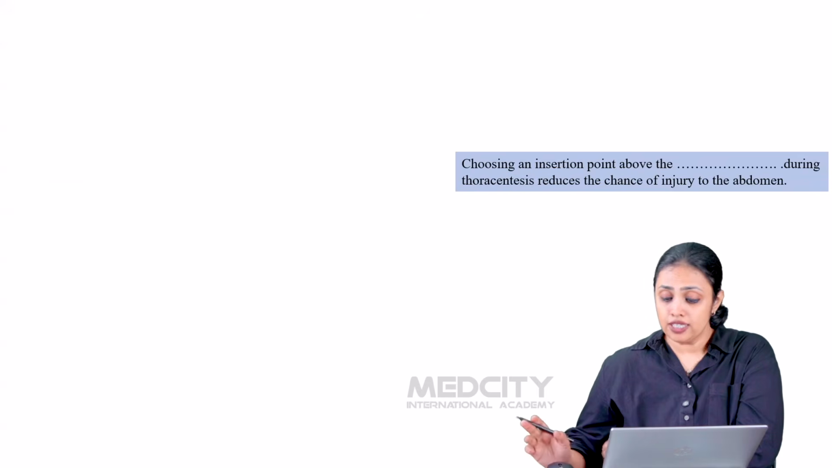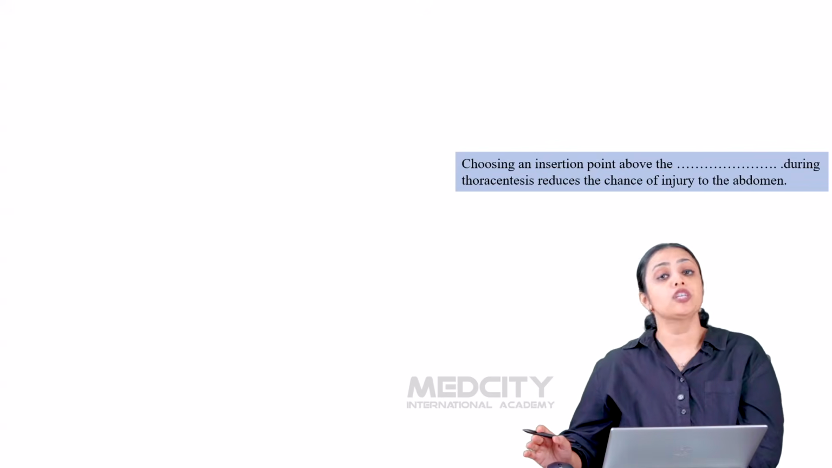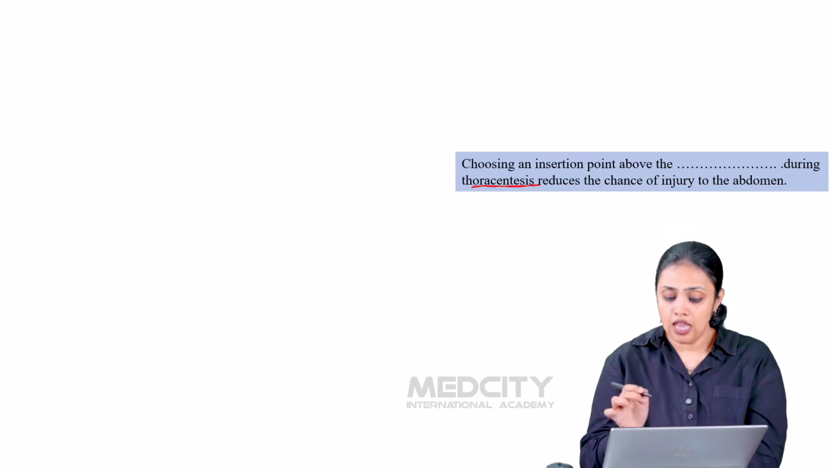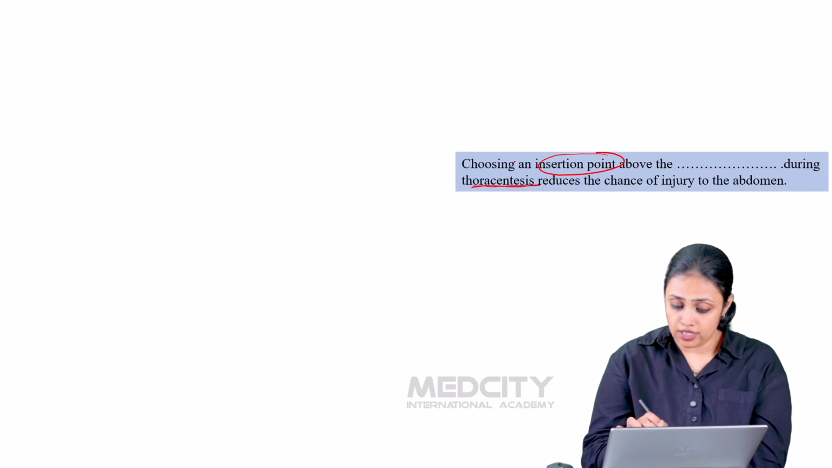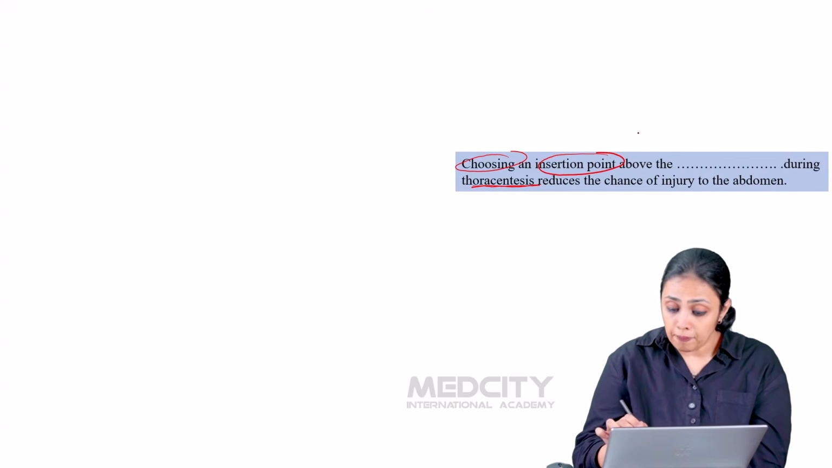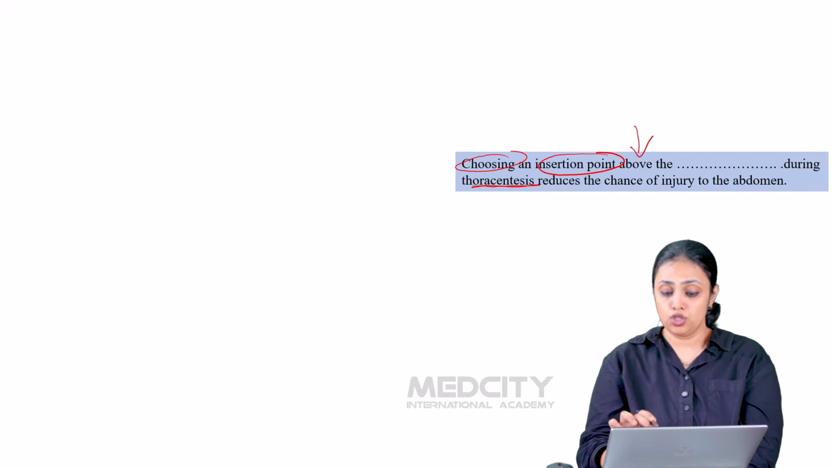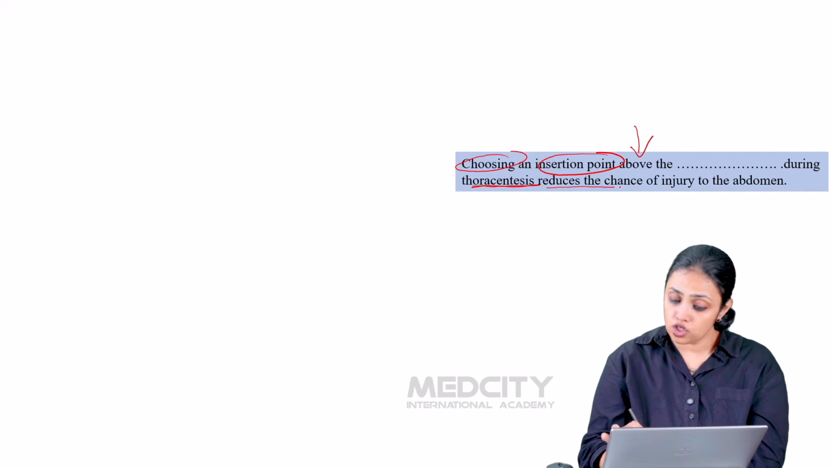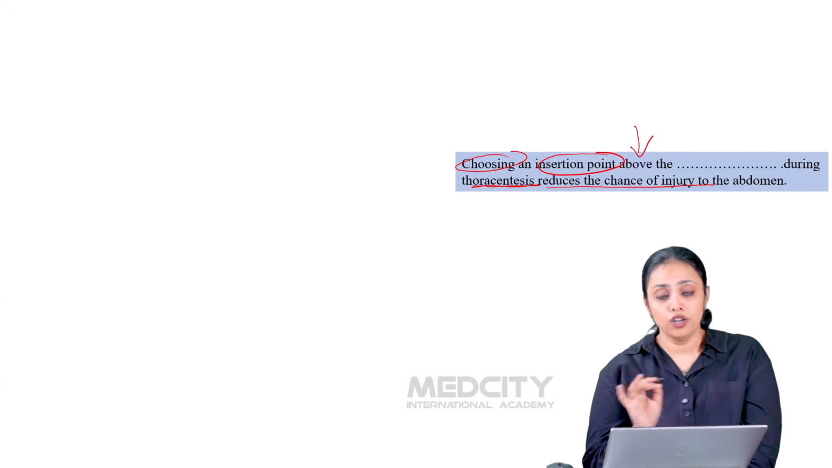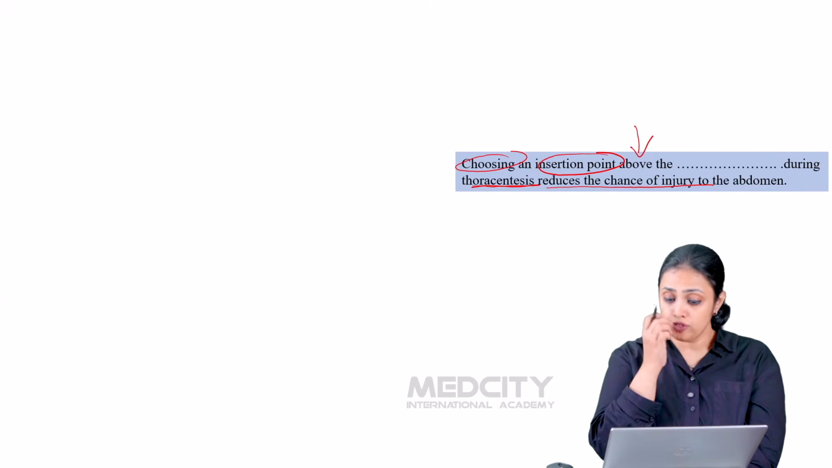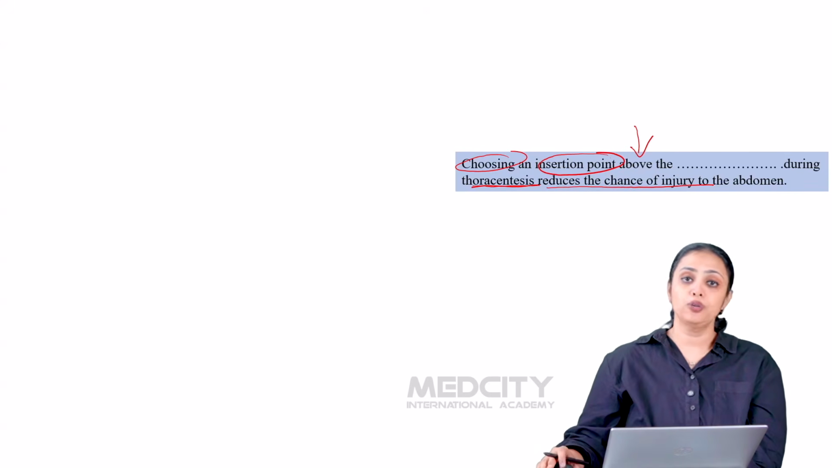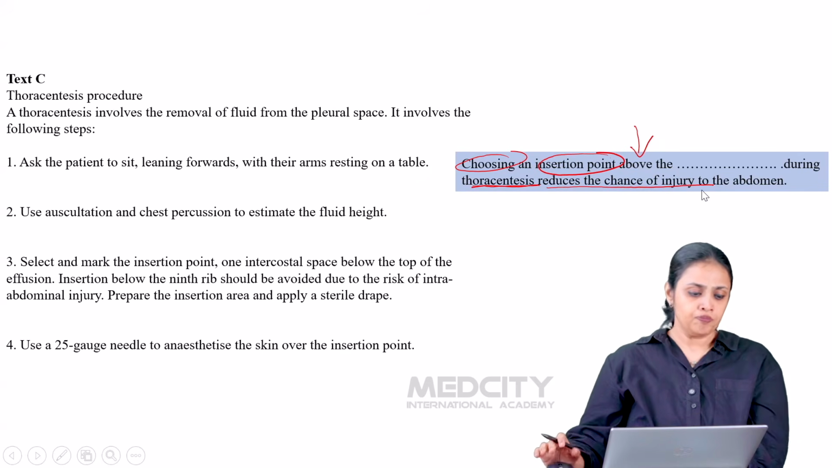Choosing an insertion point above the dash during thoracentesis reduces the chance of injury to the abdomen. It's talking about this thoracentesis procedure, and they're talking about an insertion point, choosing an insertion point above something. Choosing an insertion point above the something during this procedure reduces the chance of abdominal injury or injury to the abdomen. That is the question. So we have to choose above what point, above what the insertion point should be chosen so as to reduce abdominal injury. Let's look through the text.